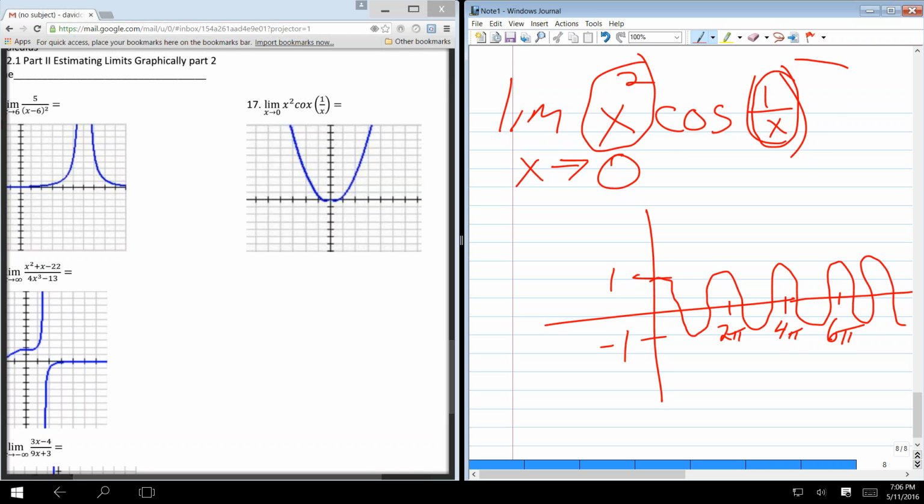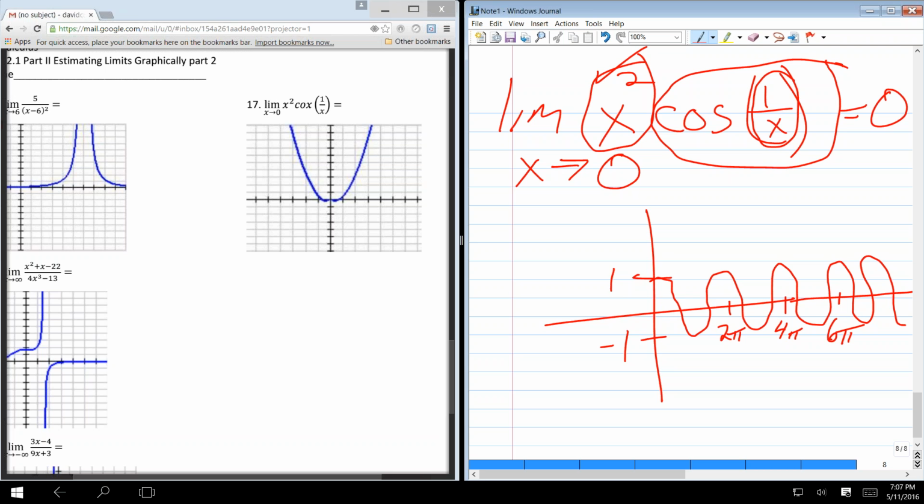We know that this part is going to always be between 1 and -1 as we get big. True. But this part here definitely goes to 0. And if you multiply 0 by some number that's between 1 and -1, you get 0. So that limit is definitely 0.